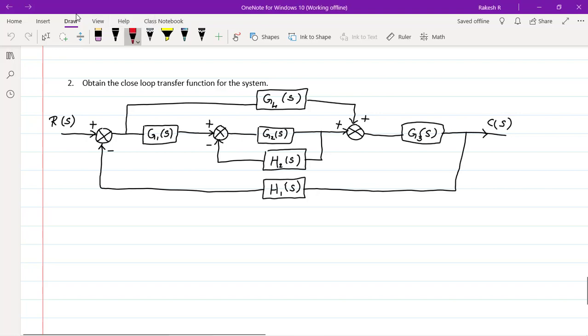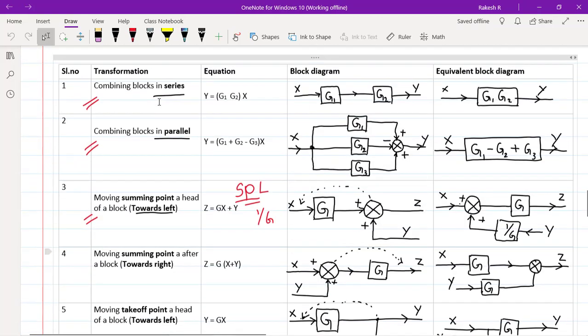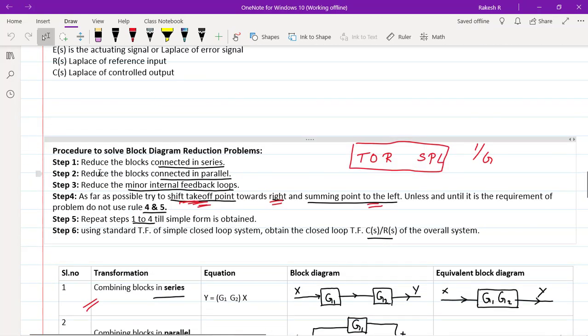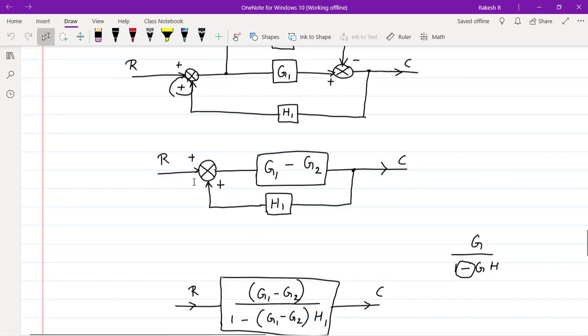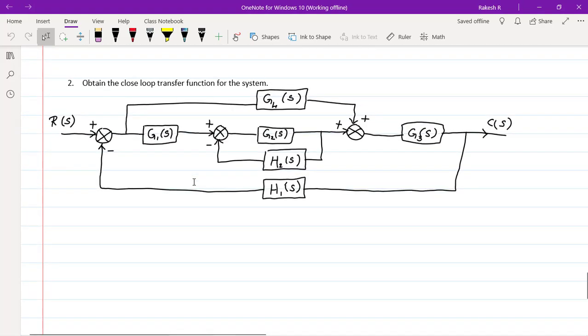Now you see what are the procedures we need to follow when we solve the numerical on this. First one is to reduce the blocks which are connected in series, then blocks which are connected in parallel, and we need to reduce the minor internal feedback loop, and then other things. First we shall see whether any blocks are in series. Just see here, we have two blocks, that is G1 and G2 are in series, but we cannot take.